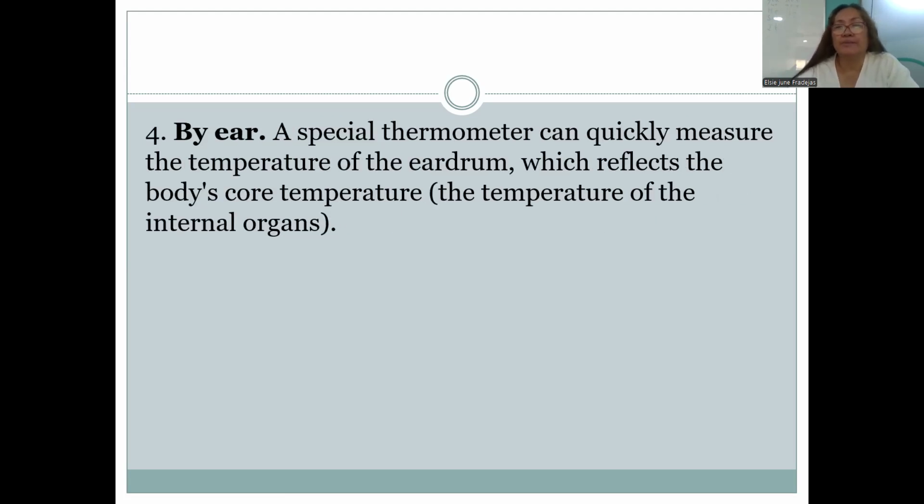By ear or tympanic. This is a special thermometer that can quickly measure the temperature of the eardrum, which reflects the body's core temperature.